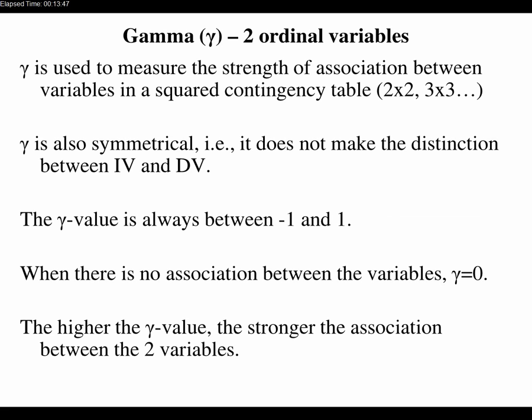Remember that gamma is for two ordinal variables, and it's used to measure the strength of association between variables in a squared contingency table. It's got to be 2x2, 3x3, 4x4, 5x5, etc. Gamma is also symmetrical, and it doesn't make the distinction between IV and DV. The gamma value is always between -1 and 1, unlike phi and Cramer's V. When there is no association between the variables, gamma is going to equal 0. And the higher the gamma value, the stronger the association between two variables.